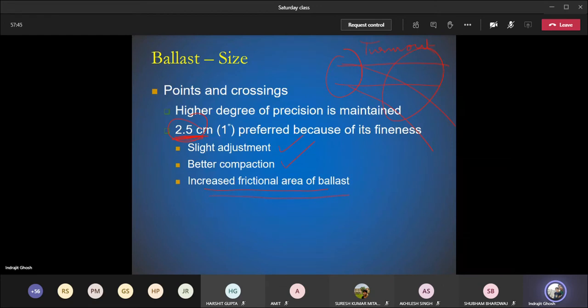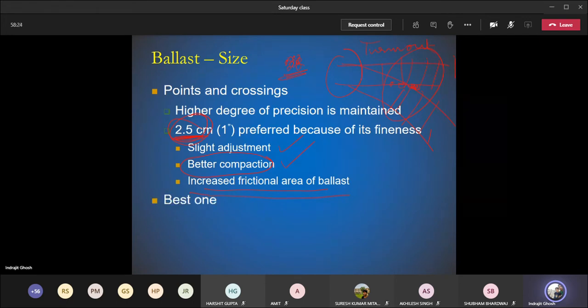So because of the three reasons, adjustment is possible when you have slipper like this and slipper like that. In some places you need to put ballast. So it has been observed if the ballast stone is of smaller size, some adjustment can be made. Better compaction, so smaller size, when you go for manual or mechanical compaction, in case of smaller size, it is better to expect better compaction. And last one is smaller size, more frictional area, so increased frictional area of the ballast.